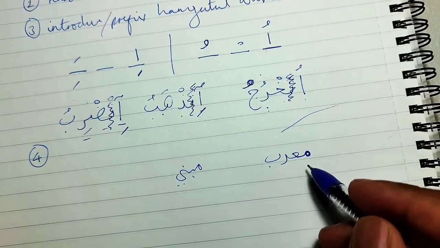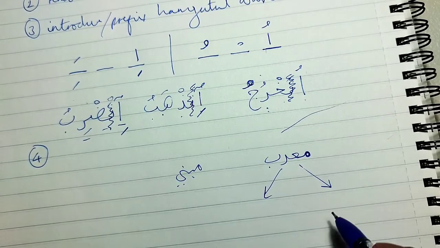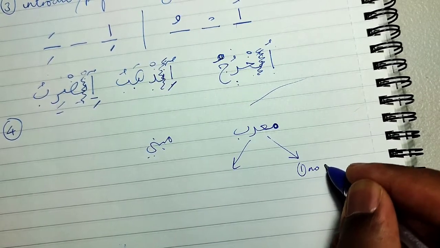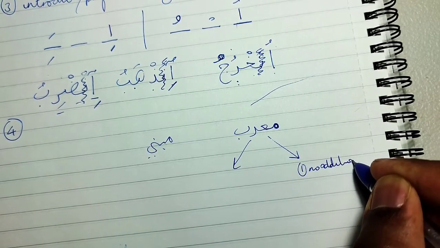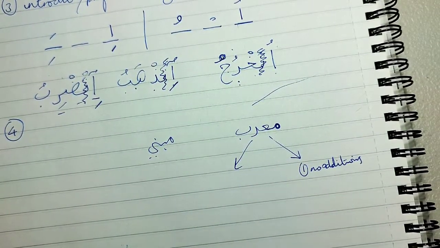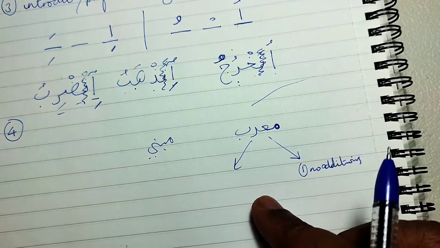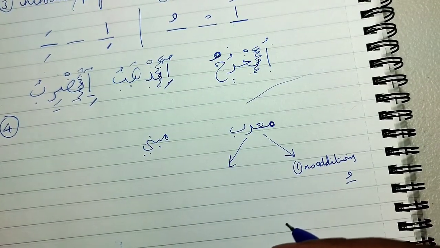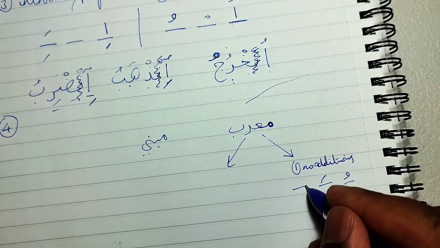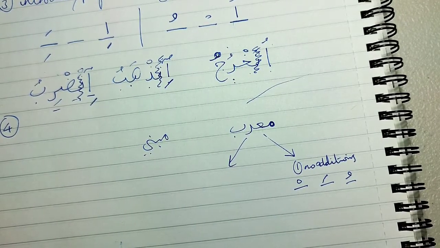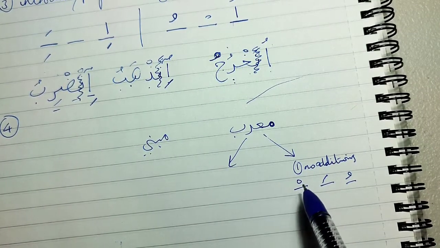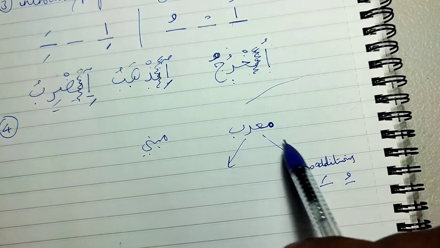With mu'rab, we have 2 types. The ones that have no additions to the end. Remember, the ones with no additions, where nothing is added to the end of the verb, like أذهب, نذهب, تذهب, يذهب. With these ones, the lamul kalima will have a dhamma if it's marfu'. If it's mansub, it has a fatha. If it's majzoom, it has a sukoon. So if we had ذهب يذهب, it will be يذهب يذهب يذهب. So when it's majzoom, it has a sukoon. So this is the one with no additions.